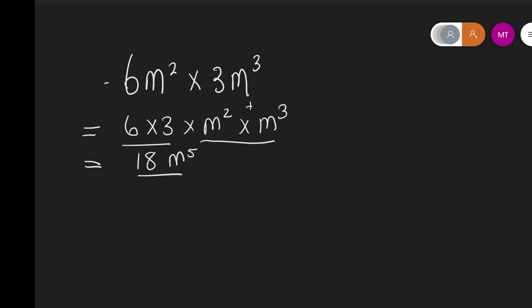Let's say we had negative 6 m to the power of 2 times negative 3 m to the power of 3. Then the negative times the negative will give me a positive.